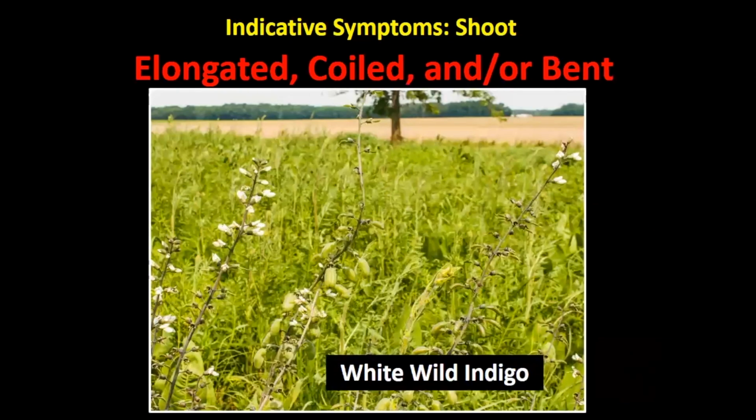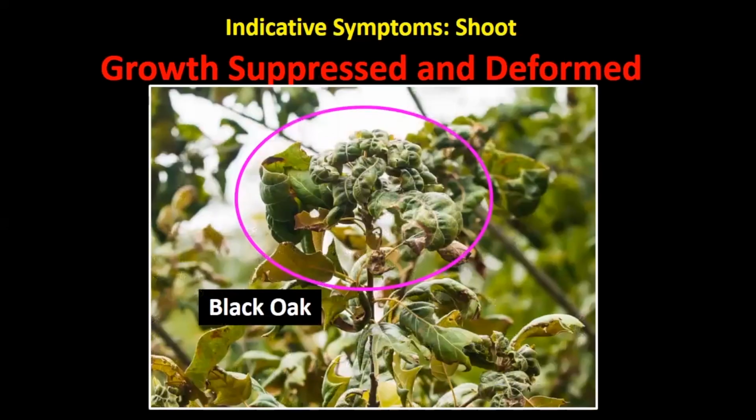Here's that same symptom in some herbaceous plants. This is white wild indigo in a prairie, and these are the flowering inflorescences. If you're familiar with this plant, you can see that those shoots are rather unnaturally elongated. The nodes between the various points of flower attachment are greatly increased. And if you look at the one in the middle, you'll see that the shoot is coiled as well.